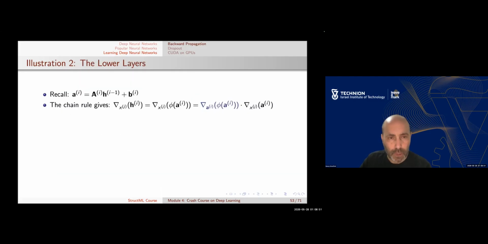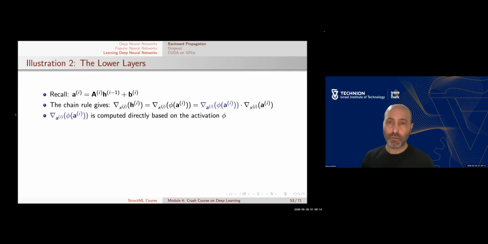So we have a i is this part. The chain rule gives us that the derivative of x j on h i is the derivative of a i on this function with the activation on a i, times the derivative of x j on a i. And as usual, this part doesn't involve any parameters because now we consider them as fixed. So we can compute this part directly in our layer, and it remains to do this part.